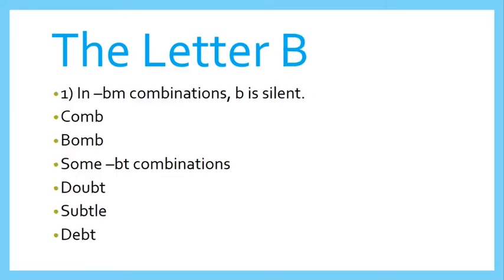Okay, so the letter B, this is a pretty obvious one. If the letter B is followed by an M, then the B is usually silent. Not all the time, but often it's silent. For instance, we have comb, what you use to brush your hair, or bomb. B-O-M-B is just pronounced "bom," not "bomb." The B is completely silent. And some B-T combinations. These are just words you have to memorize, like doubt, subtle, or debt, where the B is completely silent and you pronounce the T instead. And that is it for those.